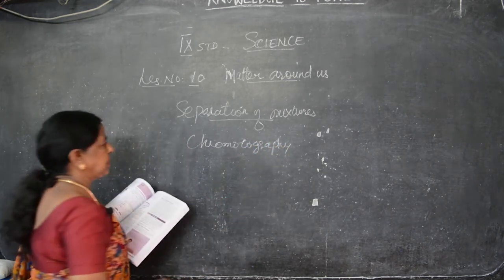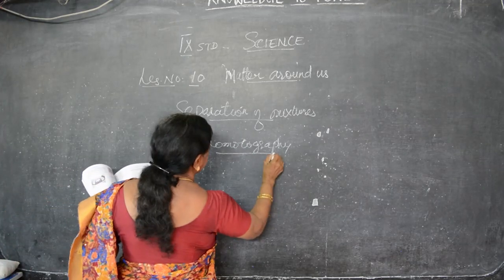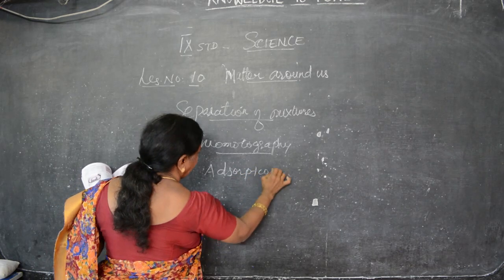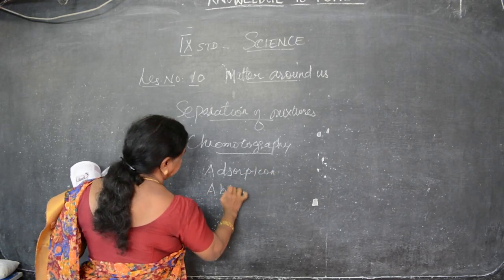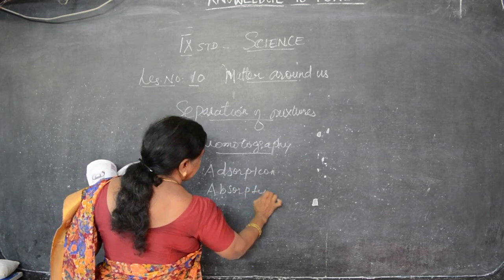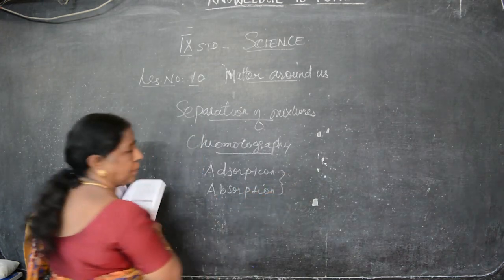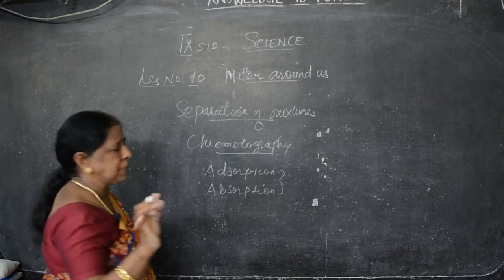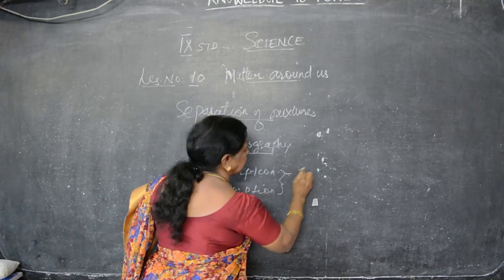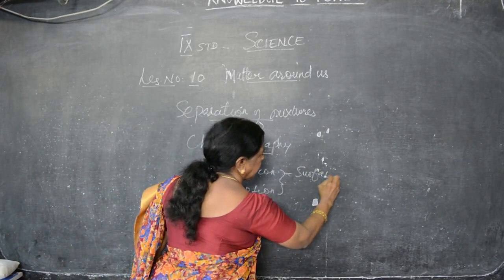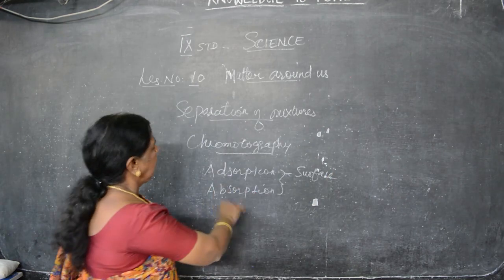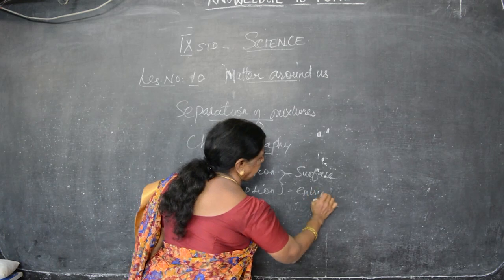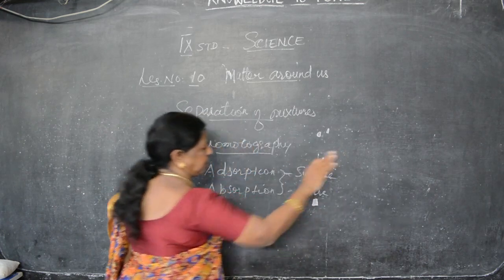This is the last method of separation. Here, two processes are involved: one is adsorption, the other one is absorption. So, what's the difference between both? Adsorption means only the surface, that is, when two elements are taken, it acts on the surface only. Absorption is entirely absorbed. This is on the surface, one side only.